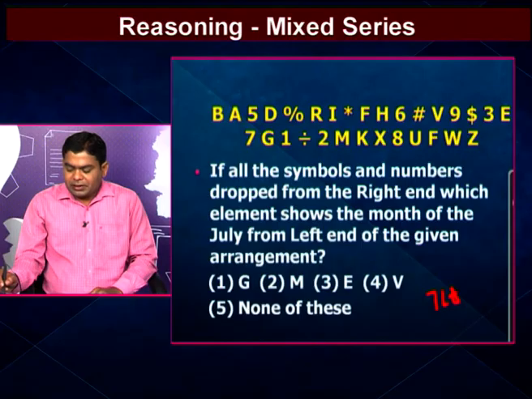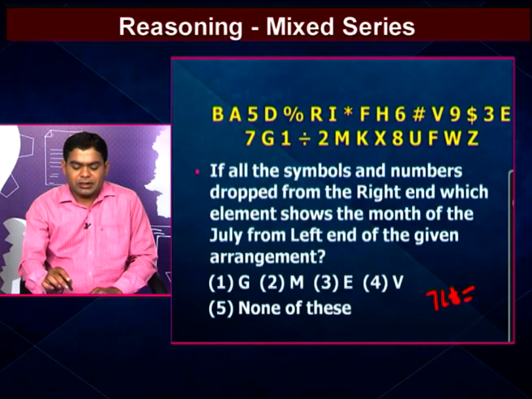Before counting the 7th left element, we drop the numbers and symbols. So here the first letter is B, 1, 2, and dropping the number, that means the third element is D, and the symbol is also dropped, that one is percentage. So 1, 2, 3, next one is 4, 5, 6, 7. So the 7th element is H.